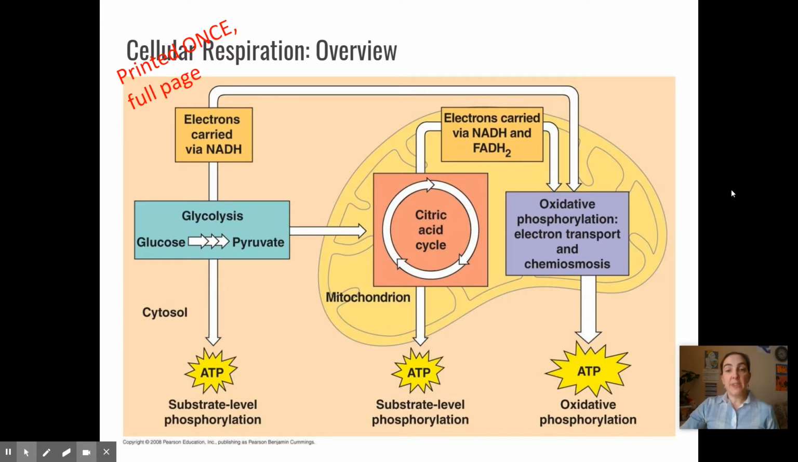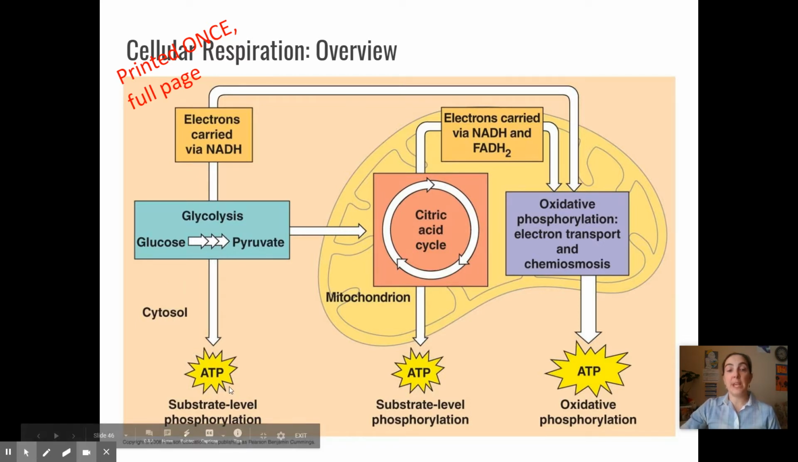So you have this diagram printed as a full page in your note packet. We're going to come back to this several times throughout class today. This is the roadmap for the process of cellular respiration. If we go through it from the beginning, here's the glucose that we start with. It goes through three main steps. It goes through this process called glycolysis, which you can see from this picture happens outside of the mitochondria, just in the cytosol of the cell.